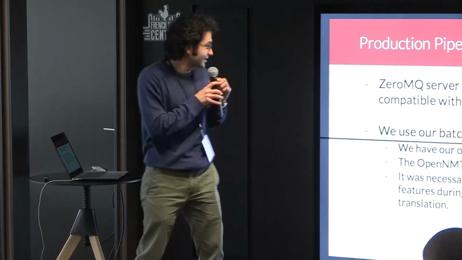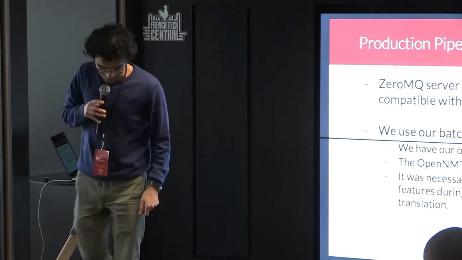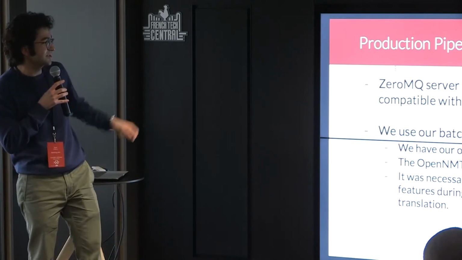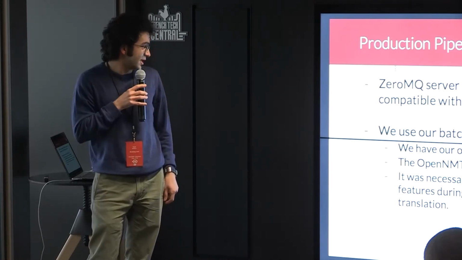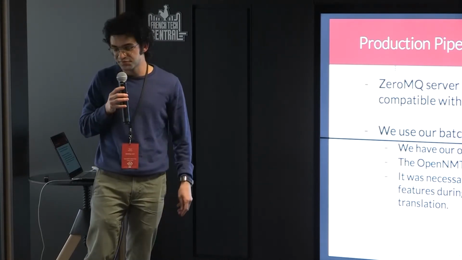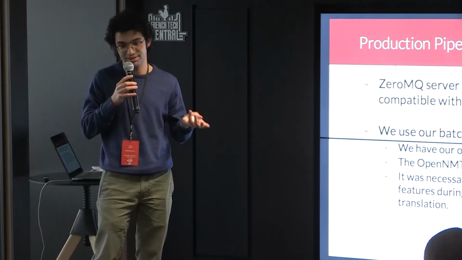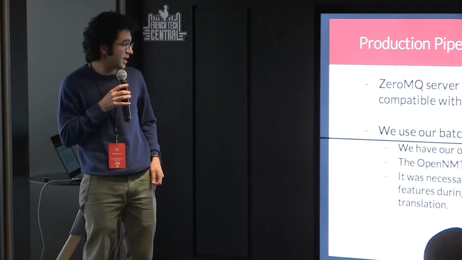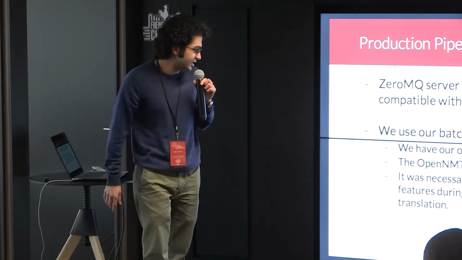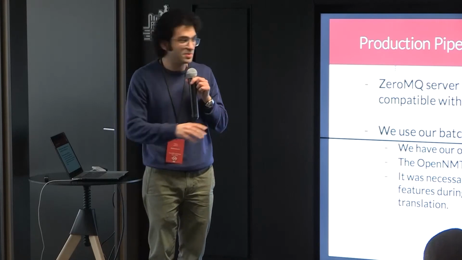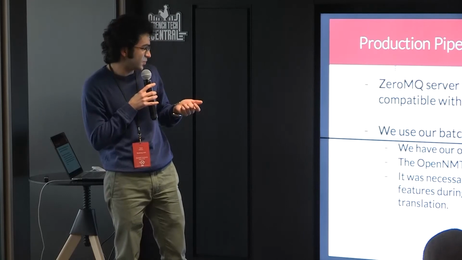For the production pipeline, the ZeroMQ server provides good flexibility, but it's not that compatible with our HTTP-based infrastructure. So we use a kind of batched version of the REST server. We implement all the pre-processing functionalities separately, and then we use the OpenNMT REST server for translation. Not sure if some things were updated regarding this, but yeah.